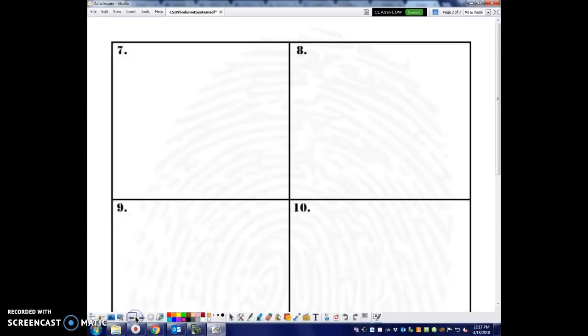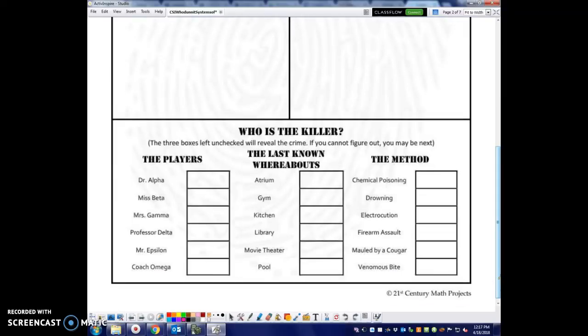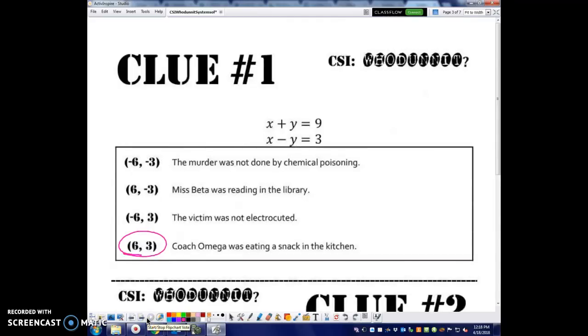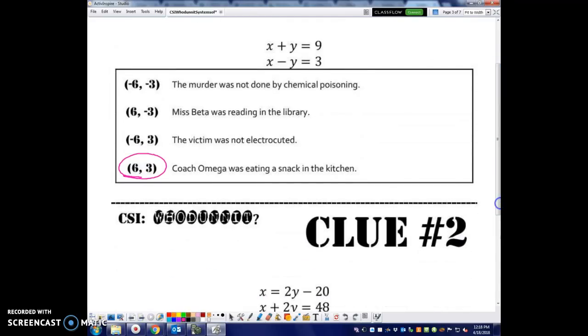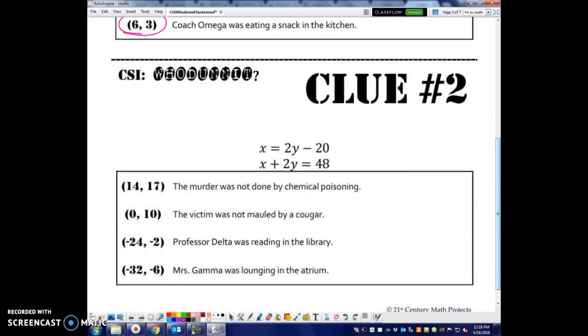So we'll go back to the back page. We can cross out Coach Omega and the kitchen, because he was eating a sandwich in the kitchen, so he could not have done the murder. All right? Okay, so now let's try problem number 2. Problem number 2. That's the equation. Okay, we have to solve this in spot number 2.